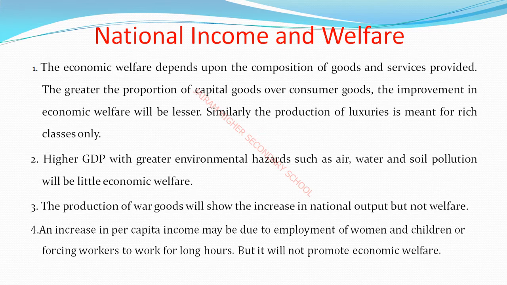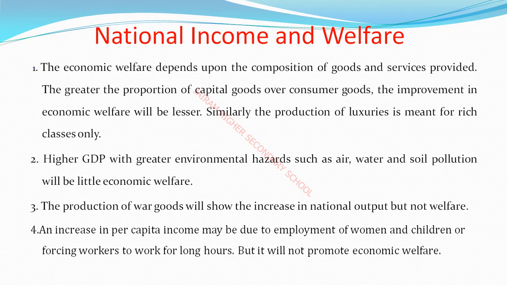For example, the production of war goods will show an increase in national output. War goods means producing weapons and some defense goods. It will increase the national output and is also counted in national production, but it is not a welfare. It does not create welfare. This is one of the points on national income and welfare.